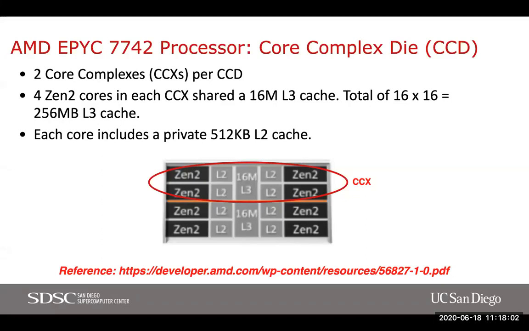And each core has a private 512 kilobyte L2 cache. This obviously has considerations when you're running jobs, especially hybrid jobs with MPI and threads, on how you bind things. And I'll talk about that a little bit later on. So that's the core component, the 8 cores in a CCD. And then this CCD connects into the I/O fabric there.